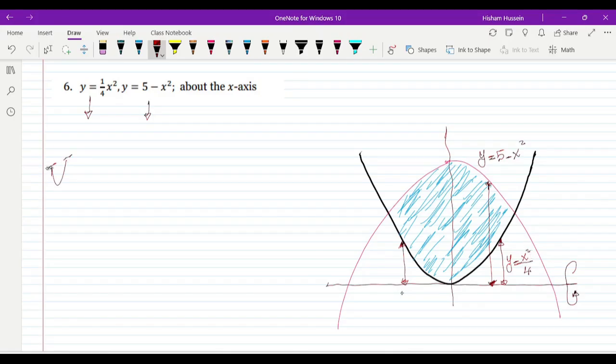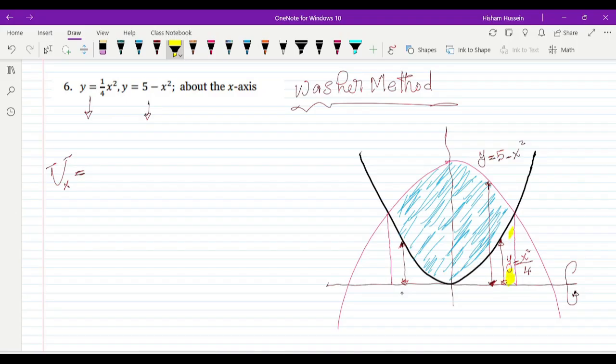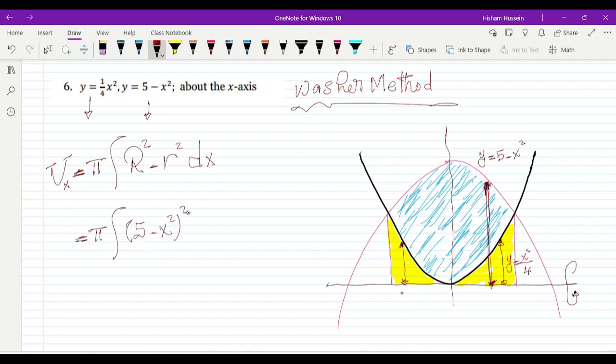So the volume from rotating this area about the x-axis is found using the washer method. Why use the washer method? Because here we have a gap between the area and the axis of rotation. If you don't have a gap, use the disk method. So the volume is the integration of the upper radius squared minus the lower one squared dx. This equals the integral of the largest radius squared, 5 minus x squared to the power 2, minus the smaller radius squared, x squared divided by 4 to the power 2, dx.